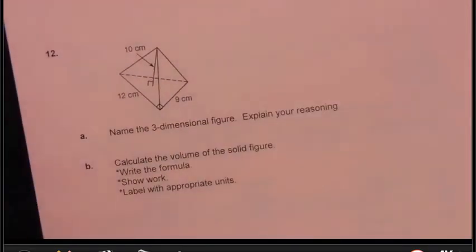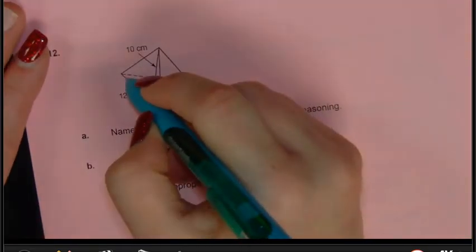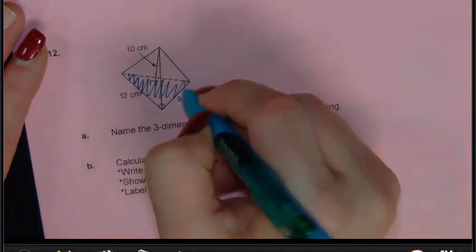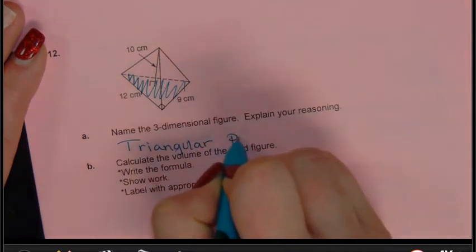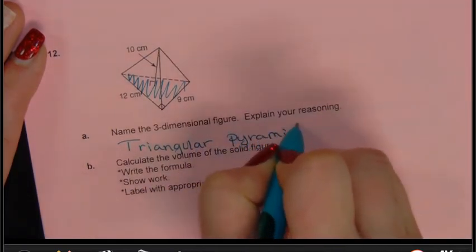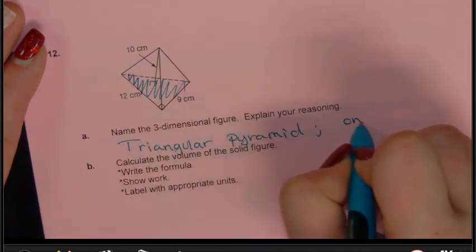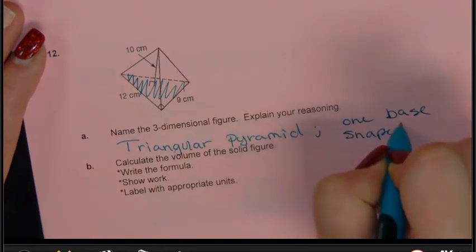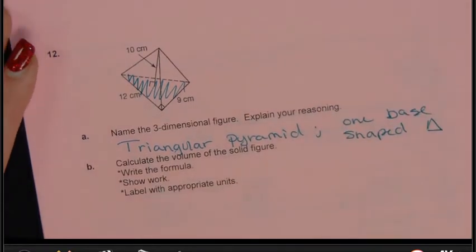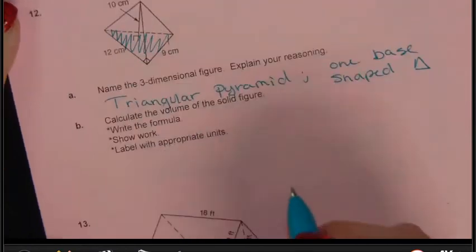All right, and then the last 2. Number 12, name the 3D shape. Well, it looks like I have a triangular base here, and I have only one, so I have a triangular pyramid. Why? I see one base, shaped triangle. All right, so calculate the volume.